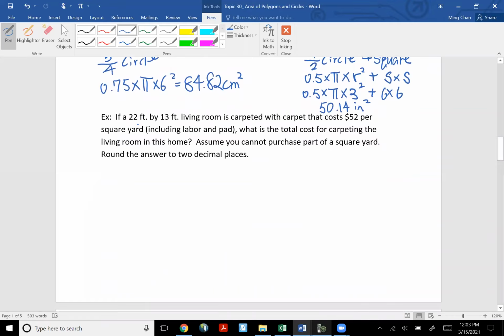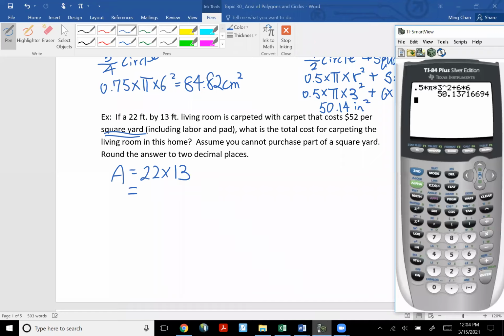If a 22 feet by 13 feet living room is carpeted with a carpet that costs $52 per square yard, here we go. The pricing is in square yard, including labor and pad. What's the total cost of carpeting this living room, assuming you cannot purchase part of a square yard? So to find the cost, I need to find the area first. So the area of my living room is 22 times 13.